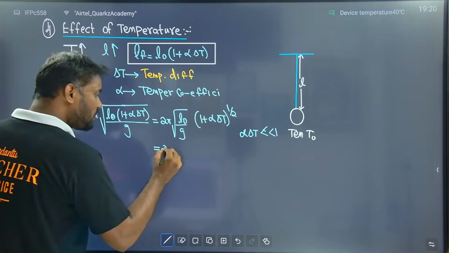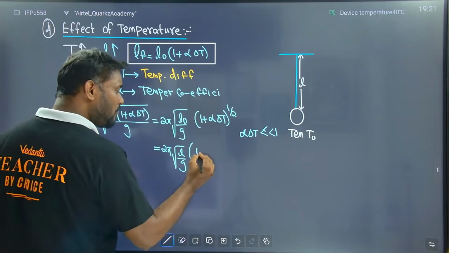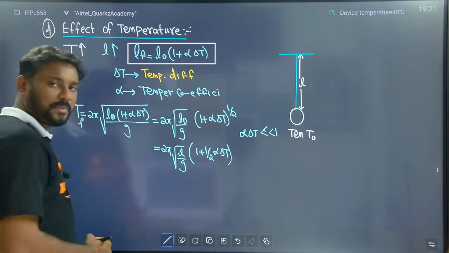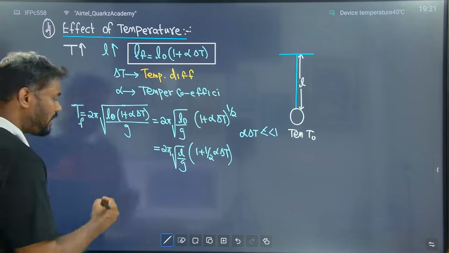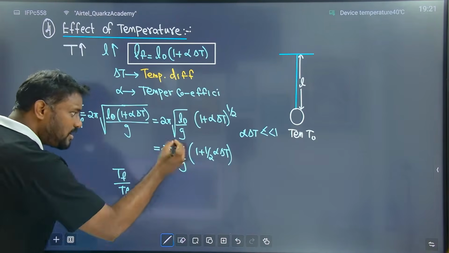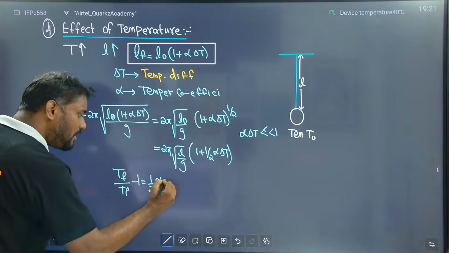So what will you get? 2 pi root under L by g, and this becomes 1 plus 1 by 2 alpha delta T. Is it clear? So this is the new time period and this is the old time period. T final divided by T initial. Taking the 1 to the other side, we get 1 is equal to 1 by 2 alpha delta T.